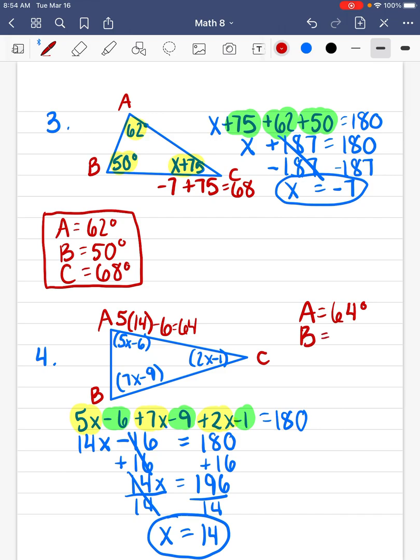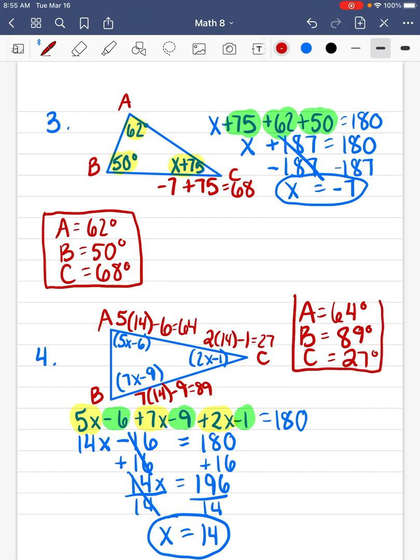For angle B, 7x minus 9, we're going to have 7 parentheses 14 minus 9. And we get 89. So angle B is 89 degrees. Our last angle C is 2x minus 1, so 2 parentheses 14 minus 1. And this is going to equal 27 degrees. So here's all 3 of our angles, and we have our x.